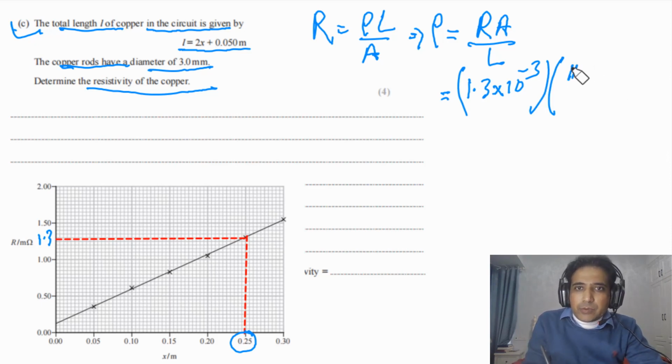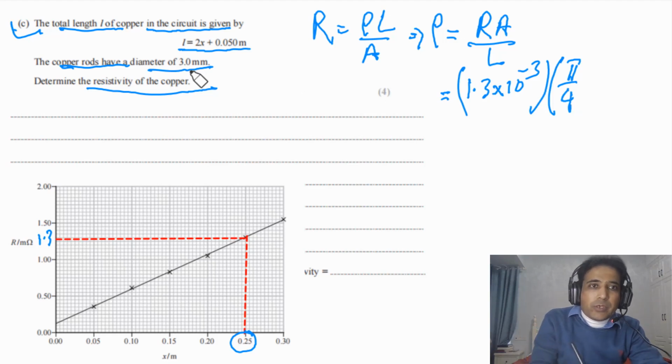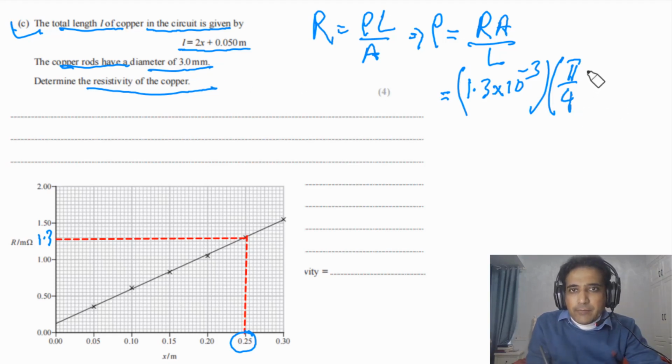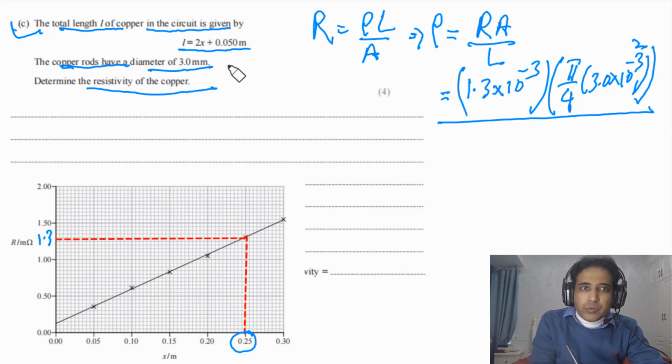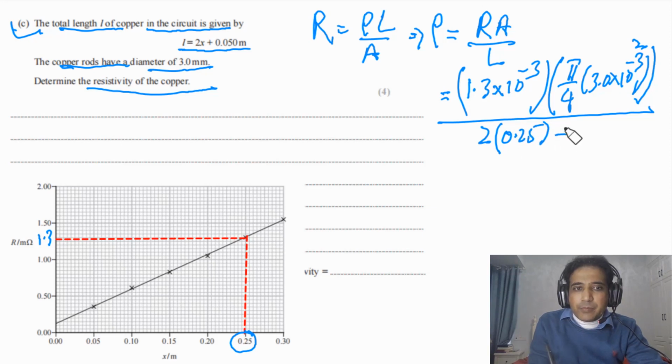So we can write down this is pi by 4 d squared, and the value of d we have, that is 3.0 mm. So you have to multiply with 10 to the minus 3 and divide it by the square of this one, divided by the value of L. So the value of L is 2 times X. So we have X, that is 0.25, plus we have 0.050. This is the value of L. So this is our value of L.